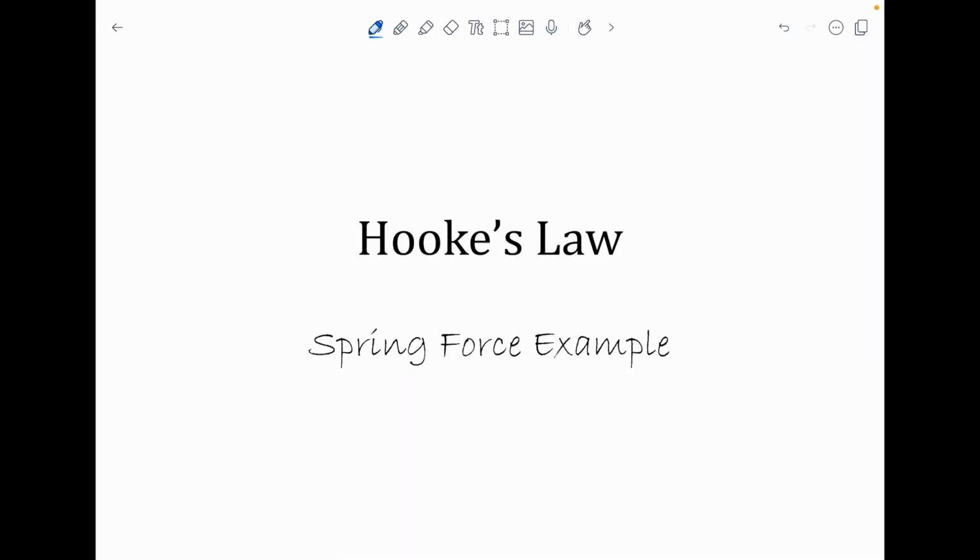Hooke's law is a really simple equation that gives us the amount of force needed to either compress or stretch a spring. And that formula is force equals K times X, where K is the spring constant. Now, each individual spring is going to have a slightly different spring constant, and that's really measuring how stiff a spring is. X is the distance we're going to either compress or stretch a spring.